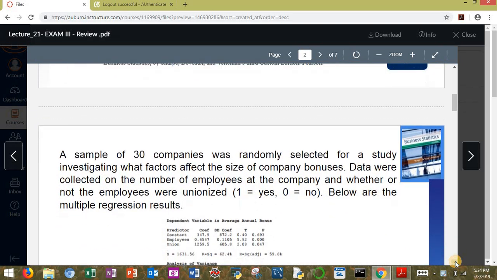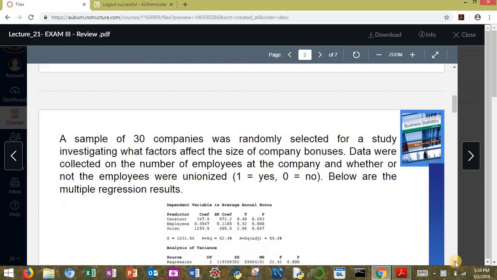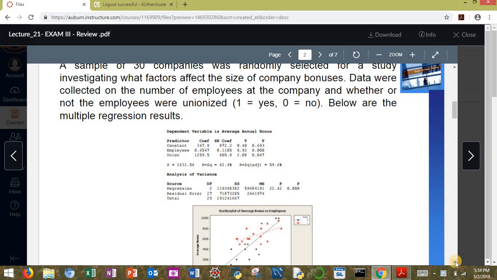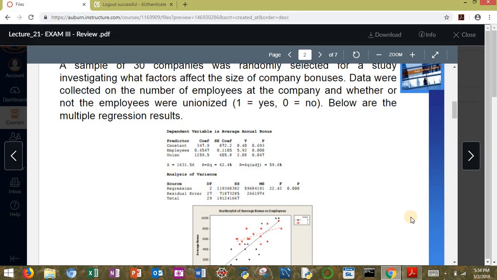Okay, so problem number 1 says a sample of 30 companies was randomly selected for a study investigating what factors affect the size of company bonuses. Data were collected on the number of employees at the company and whether or not the employees were unionized, 1 if they were, and 0 if they were not. Below are the multiple regression results. And so as you can see here, you've got a multiple regression table and a scatter plot.